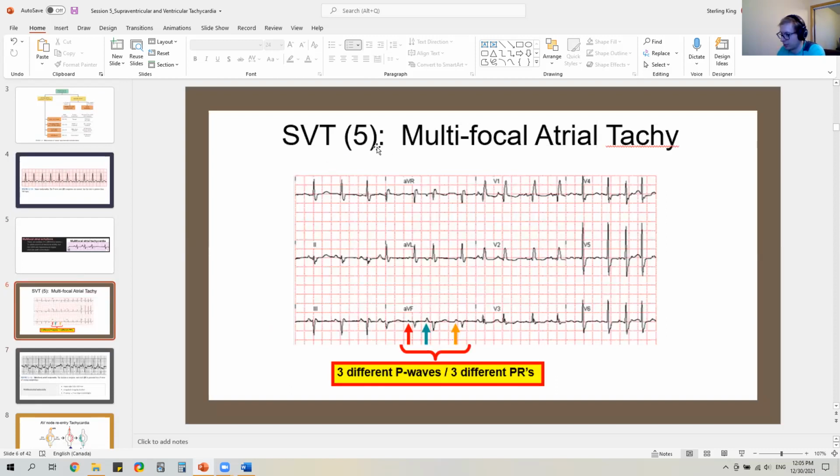So you can just ignore the number here. This is just another picture showing the multifocal atrial tachycardia. So you can see there's one type of P wave, a second type, and a third type, and the rate is quite quick. But you can also see it's kind of near regular rhythm. So that's kind of telling you that something is off.